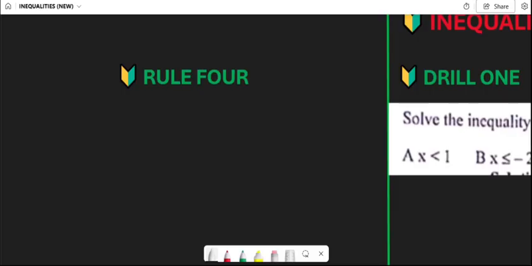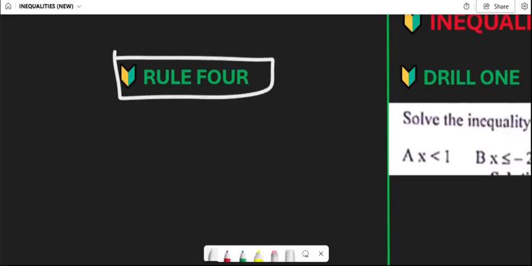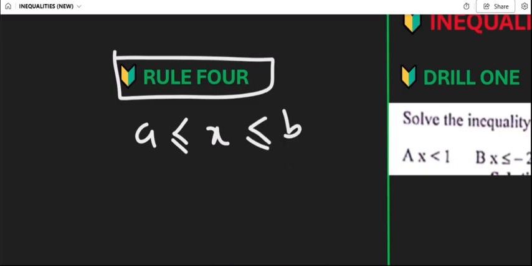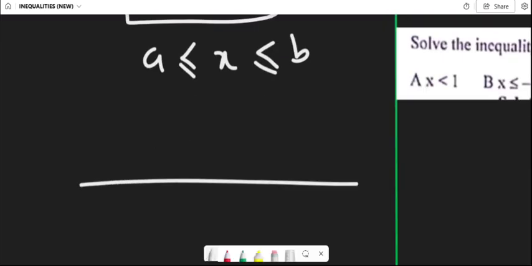Okay, move to our next rule, which is our rule 4. In our rule 4, let's assume we have that A is less than or equals to X and less than or equals to B. And I need to represent it on a number line. For me to represent it on a number line, I have here to be X. Then you know here will be A and here will be B.